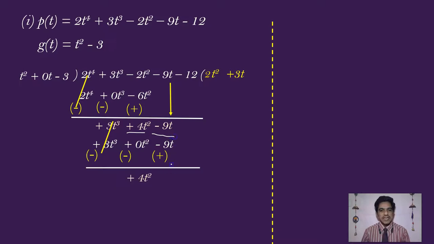This is minus 90 and this is plus 90. They will be cancelled and you will have 0t. 0 and no problem. Now you have to carry minus 12. Now you again have to follow the same procedure.